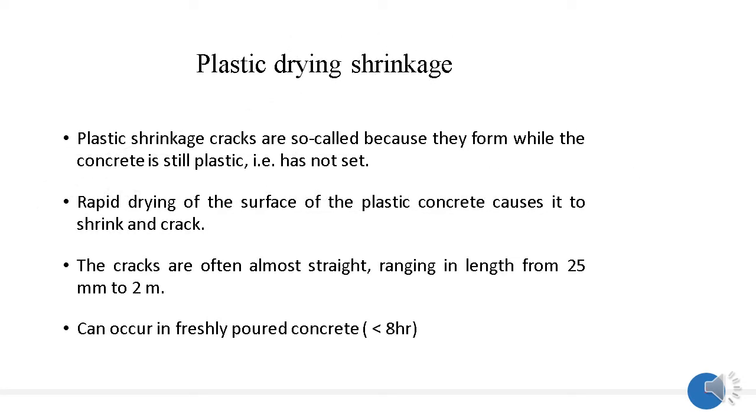What is plastic shrinkage? As the name indicates, the concrete is still plastic, which means it is not set, and cracks are starting to develop. That means the concrete is freshly poured, and there is an atmospheric environmental condition in which rapid drying of the surface occurs, and this will result in shrinkage and cracking on the surface. These cracks are often 25 mm to 2 meters long, and usually occur within less than 8 hours after pouring the concrete.